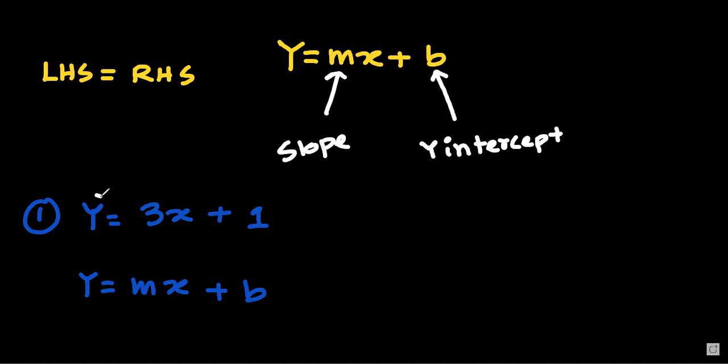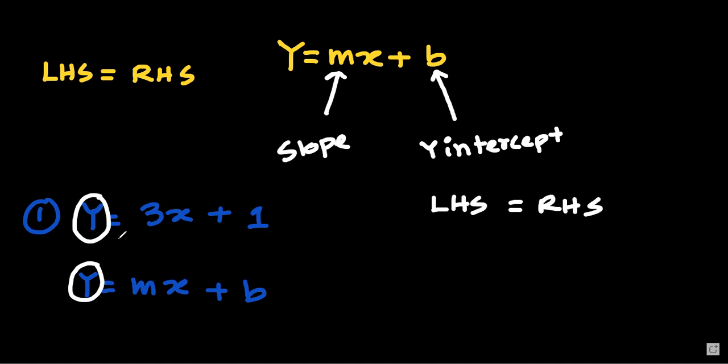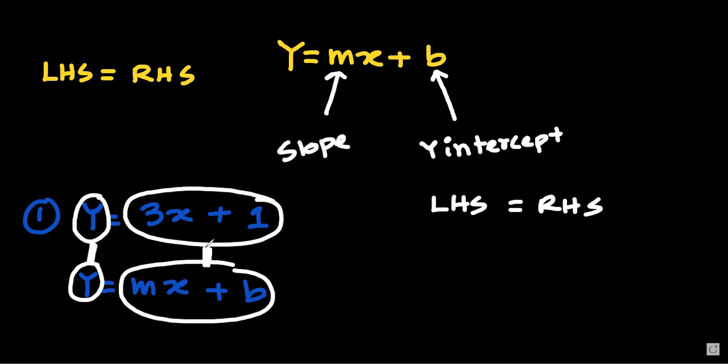In an equation, the left hand side equals the right hand side. So you can see the left hand sides are equal, y and y is equal. So the right hand side should also be equal, right? If you compare them, that means 3x plus 1 will be equal to mx plus b because they are balanced. This is the y value, y equals 3x plus 1. And this one is also the y value, y equals mx plus b.